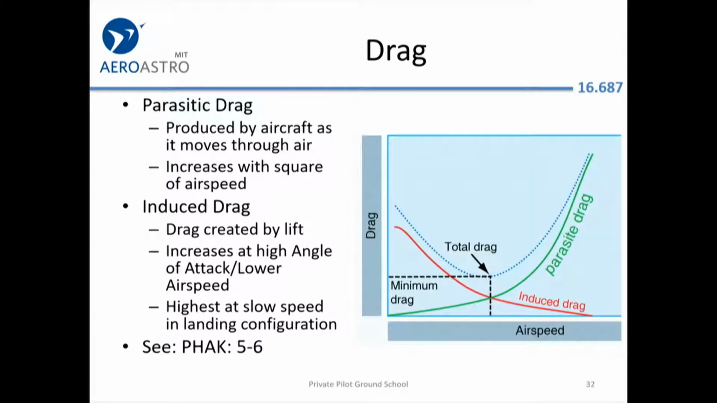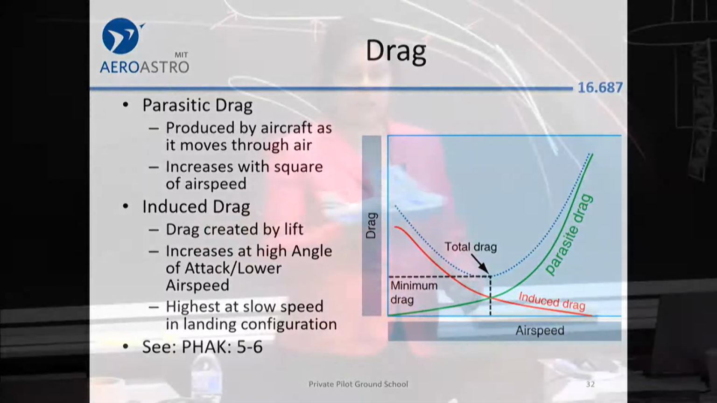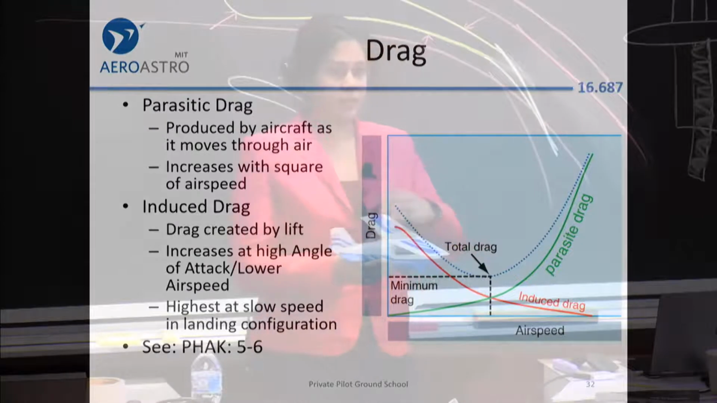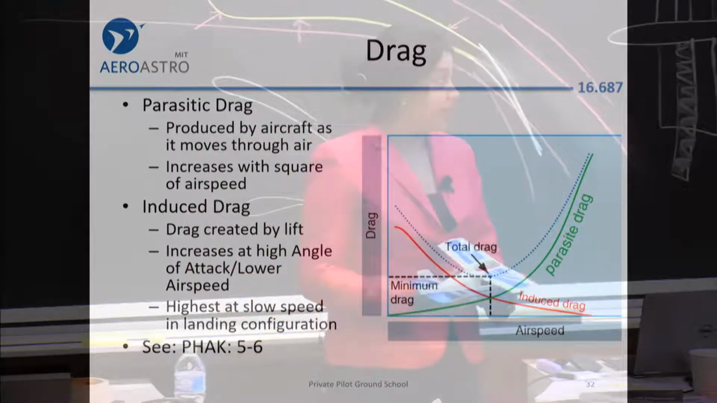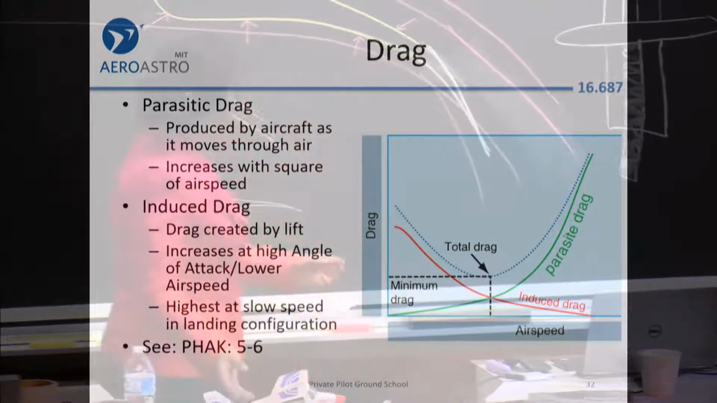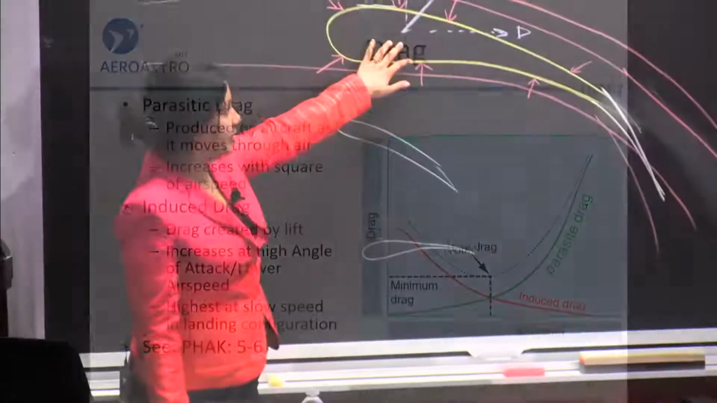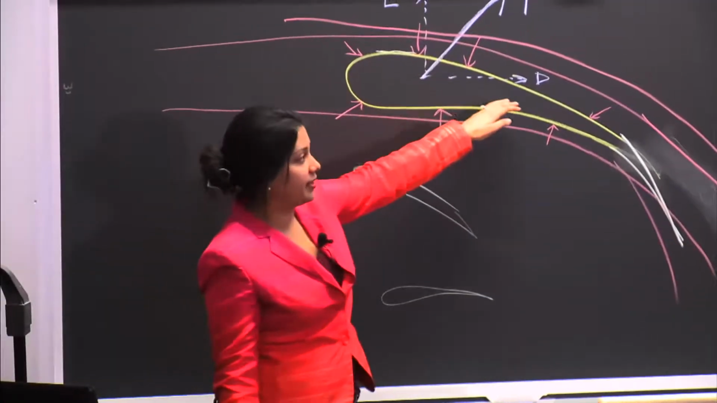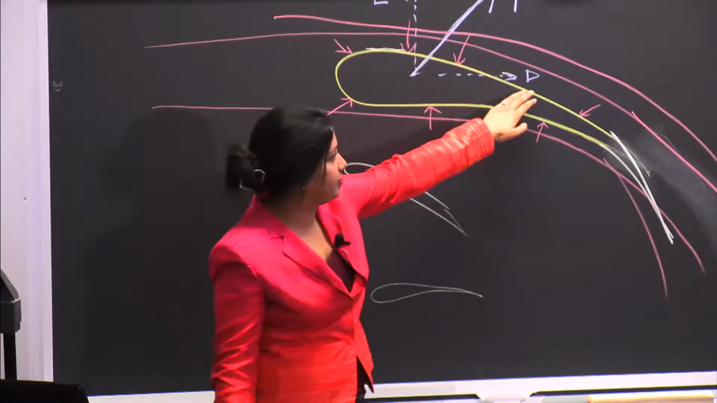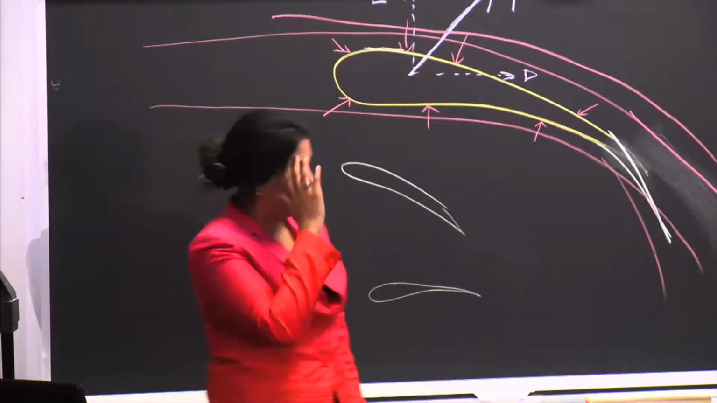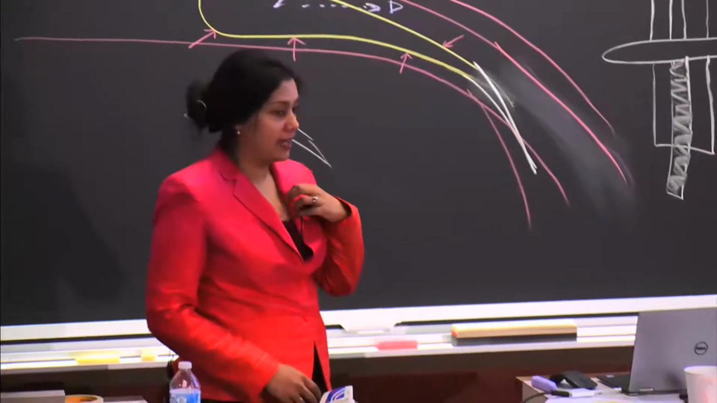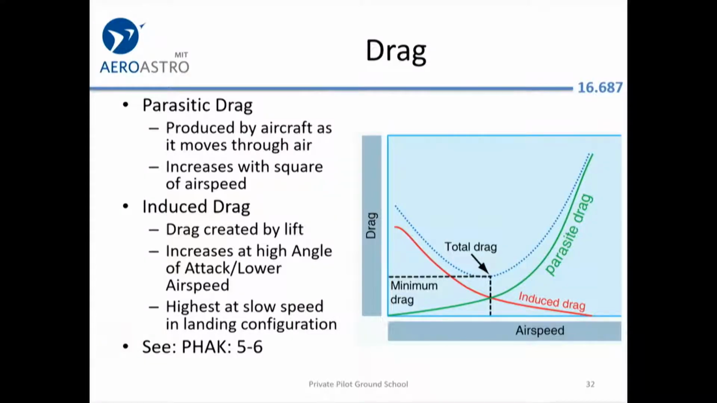So let me also talk about drag. There are a couple different types of drag. One is what's called parasitic drag, or parasite drag. It's basically when the aircraft is moving through the air that you get some kind of resistance to that. That's parasitic drag. Whereas this is induced drag, which is the drag that's created by the lift, so this backwards D. And you can see in this figure that the total drag is a sum of the induced drag and the parasite drag.